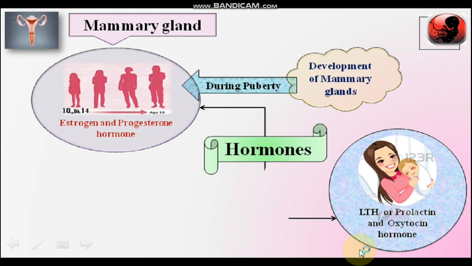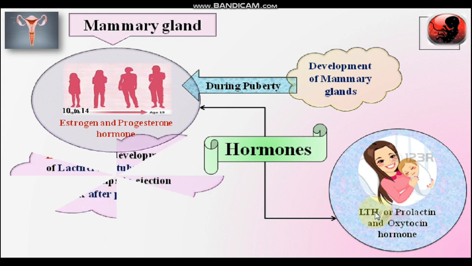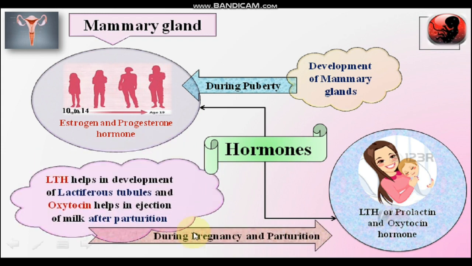Another hormone, lactotrophic hormone or prolactin, and oxytocin hormone. Both these hormones work during pregnancy and parturition. What is parturition? That is delivery of the baby, birth of the baby. Lactotrophic hormone helps in the development of lactiferous tubules, and oxytocin helps in ejection of milk after parturition. Here is the diagram.